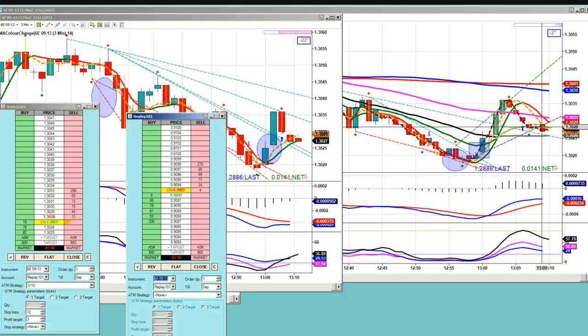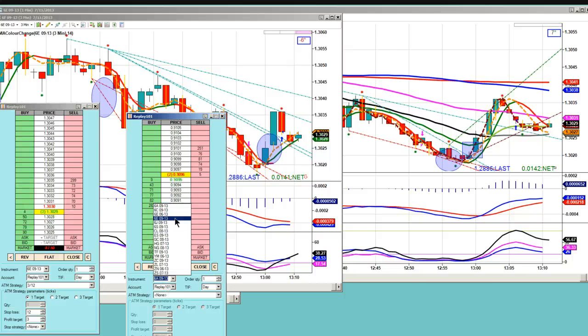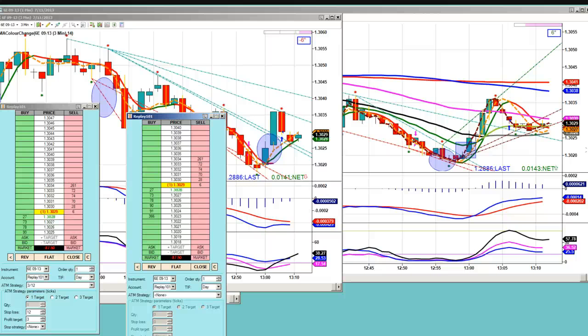You can have two trades on the same account, but you can't trade two different directions. If you got one trade going, watch here. I'm going to put it on the euro. If you have one trade going, immediately it's going to appear on the other one.